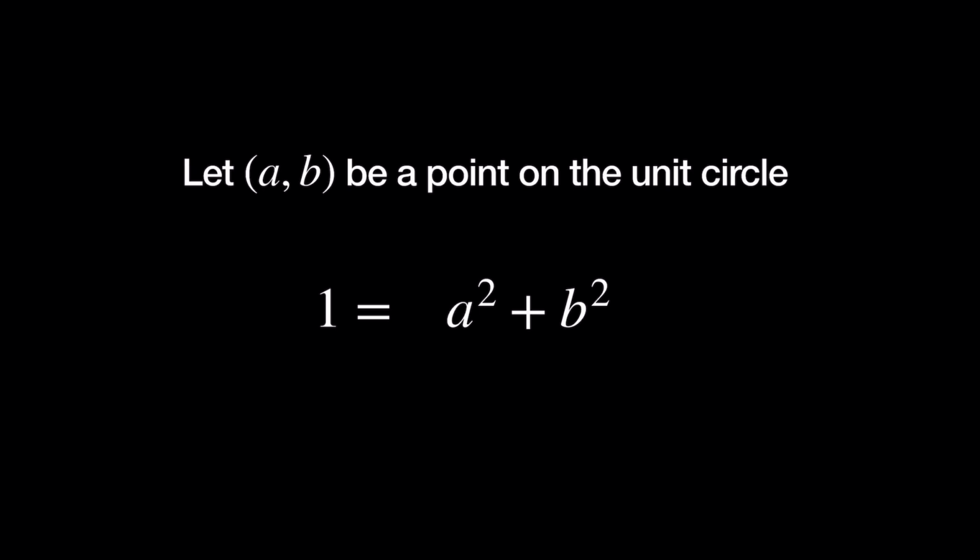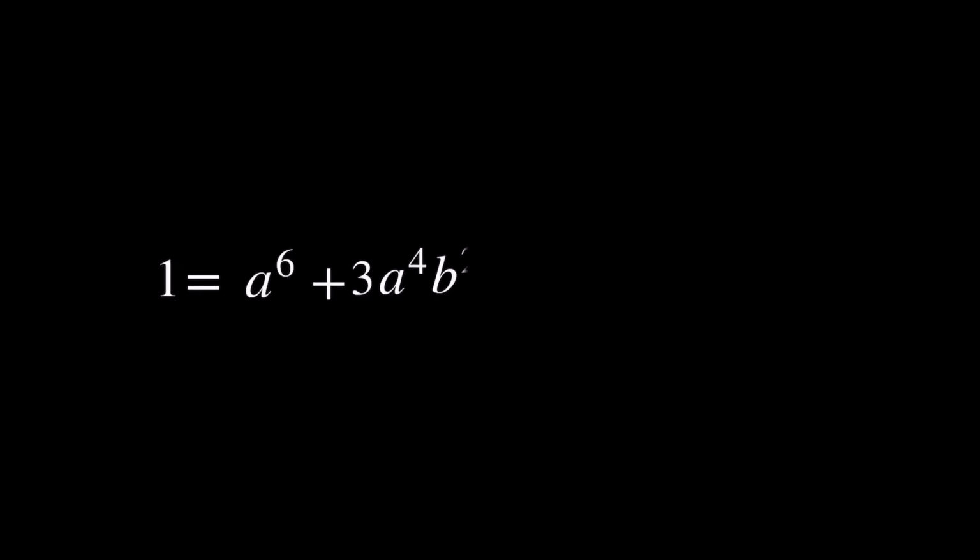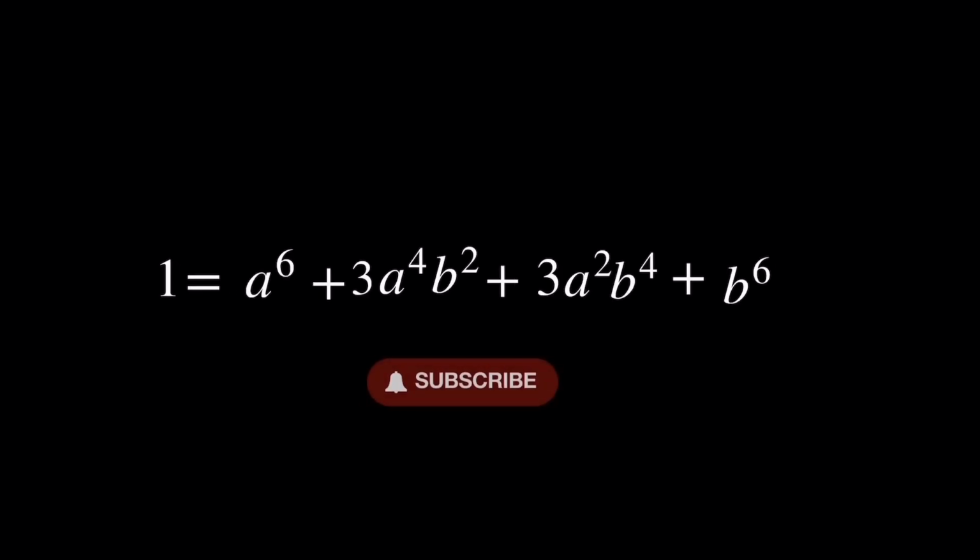Now if you raise both sides of this identity to the third power, we get 1 equals a squared plus b squared to the third power. Now let's expand the right hand side of this identity. What do we get? Well, we're going to get a to the 6th power plus 3a to the 4th power times b squared plus 3 times a squared times b to the 4th power plus b to the 6th power.